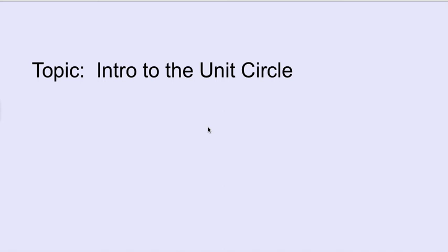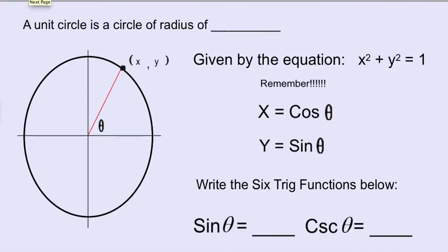Introduction to the unit circle. The first thing is the unit circle is a circle with a radius of 1 unit. So if we look at this radius here and this radius here, they are the same number. They are radius of 1. And then there's some point x and y. The x represents the cosine of that angle theta, and y represents the sine of that theta. And this theta is your angle measure.